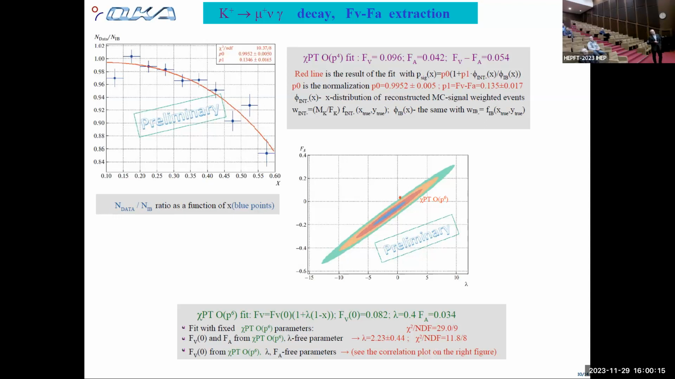These form factors are calculated not only in this order, p to the 4th, but also in the next order, p to the 6th. And there they depend on x. And actually, we also made a fit. And the theory point is out of the 3 sigma ellipse. So the conclusion is that we do see a significant difference between our measurements and chiral perturbation theory.